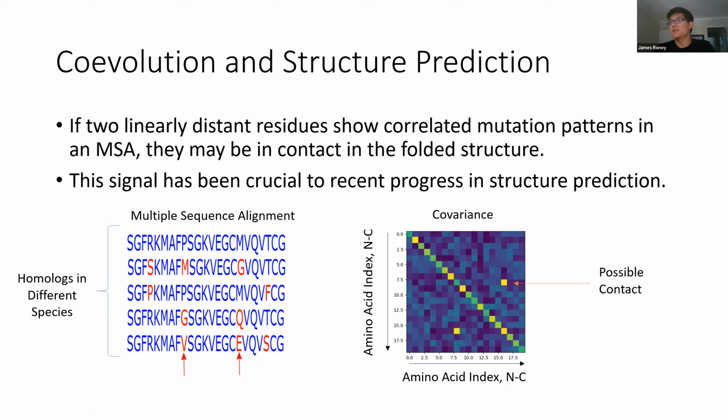So basically, if you take all the positions and look at their covariance across that evolutionary space, positions with high covariance can be treated as possible contacts in that folded structure. And basically all, or a large part, of recent progress in protein structure prediction has been due to better utilizing this signal. That's true for a lot of recent protein structure prediction models, including AlphaFold.